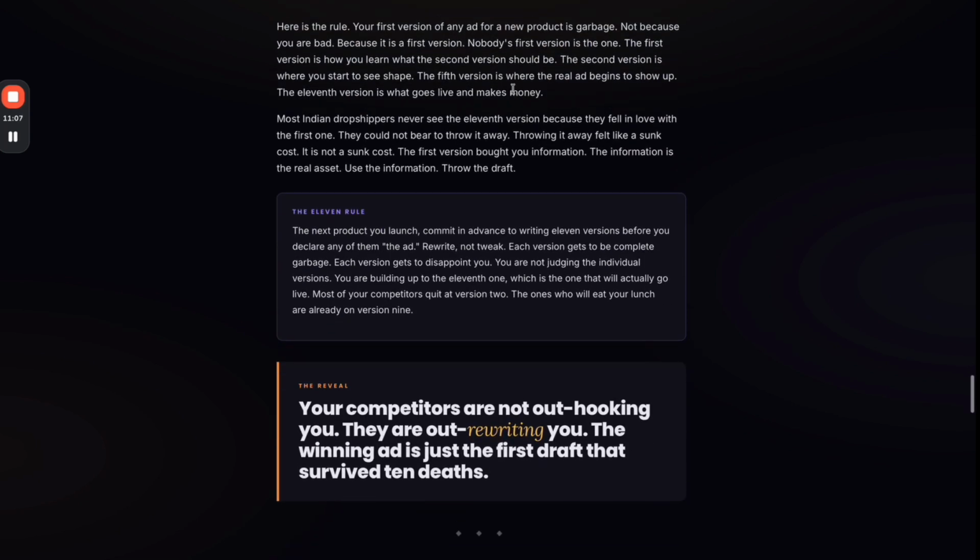Okay? So here is the rule. The first version of any ad for any product is garbage, not because you're bad, but because it is the first version. Nobody's first version is the one. The first version is how you learn what the second version should be. The second version is where you start to see shape. The fifth version is where the real ad begins to show up. The 11th version is what goes live and makes money. Obviously it is a bit exaggerated, you don't have to do 11 times, but at least make 2-3 variations and then come back to it after a day, and you will see automatically that the later you go, the better it gets.